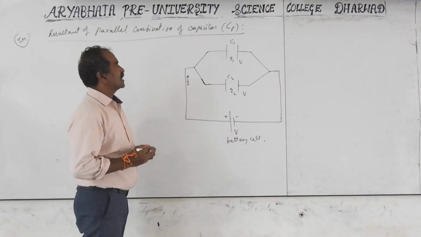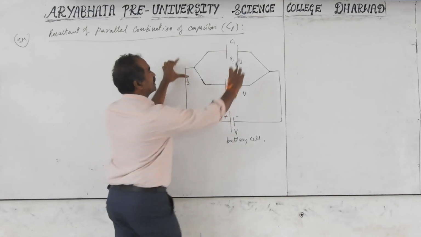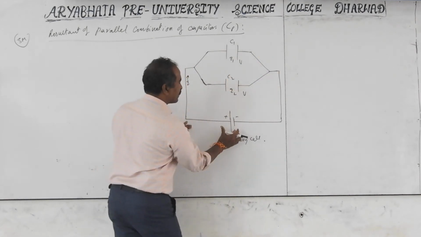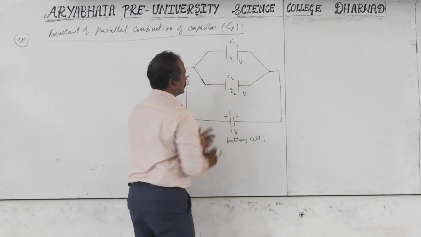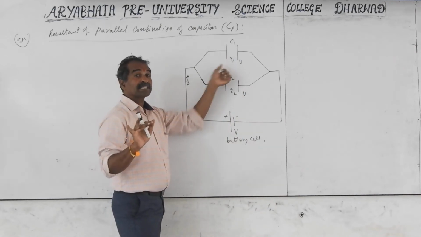In a parallel combination, two capacitors are connected in parallel, which means one side plates are connected together, and the other side plates are connected together and connected to the battery. So the same battery voltage is given for C1 and C2. Voltage is not divided. In parallel combination, charge is divided.